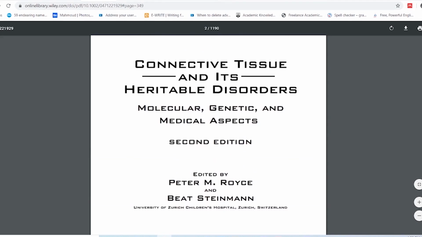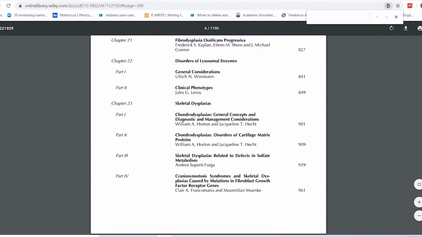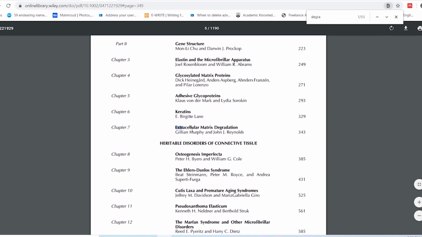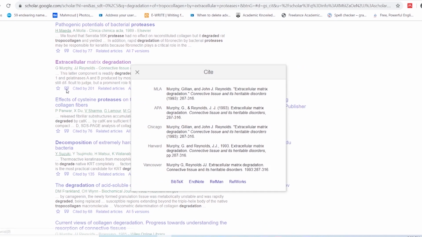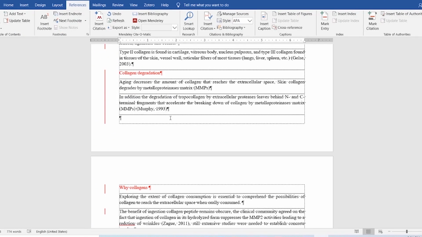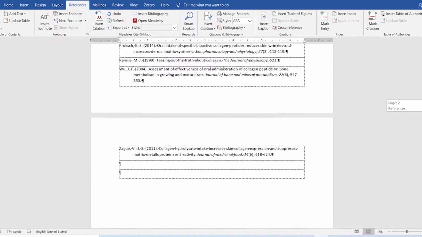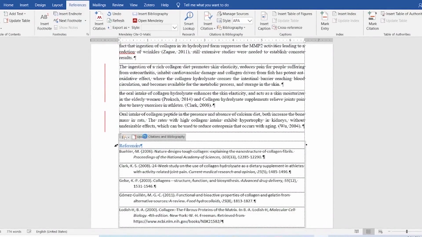So it's a book, and I can just search the word degradation, and here it talks about extracellular matrix degradation. So I'm sure that it covers my topic, so I need to cite this one. Unfortunately, I didn't use Mendeley in citing this article, so I have to copy the citation from here and insert it using Word reference. So I inserted the book here and I did my reference section.